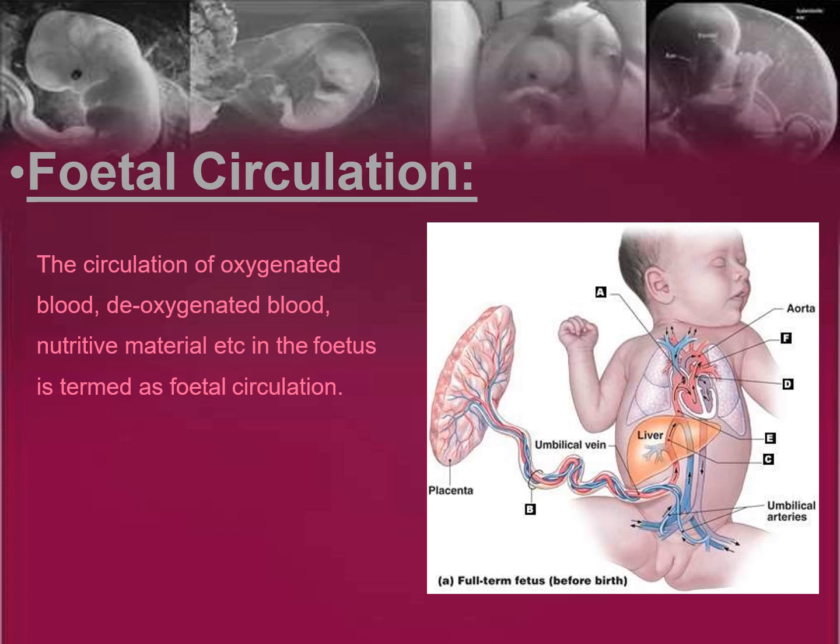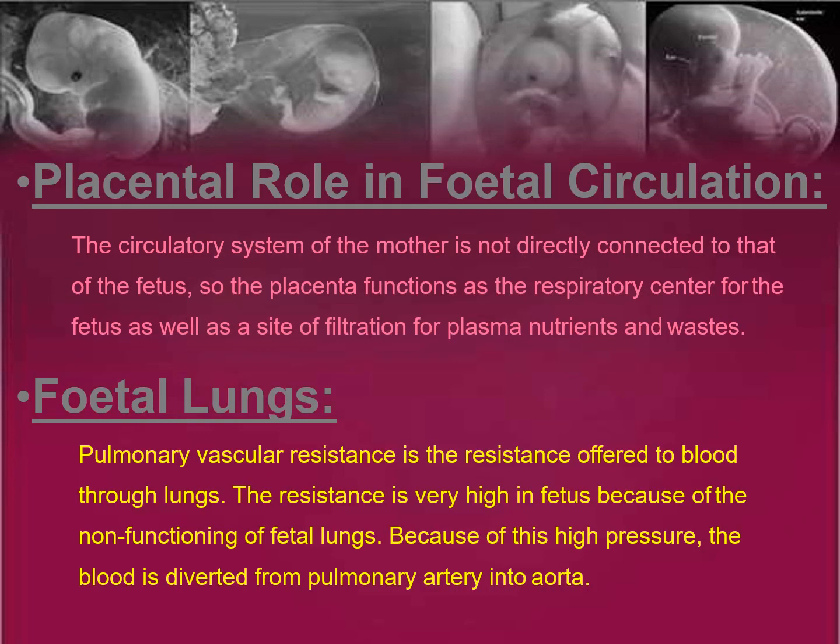Now let us see the fetal circulation. The circulation of oxygenated blood, deoxygenated blood, nutritive material, etc. in the fetus is termed fetal circulation. Now let us see the role of the placenta in the fetal circulation. The respiratory center of the fetus is not well developed during the fetal stage. So here the placenta acts as the respiratory center for the fetus. That is, it helps in the exchange of oxygen and carbon dioxide.